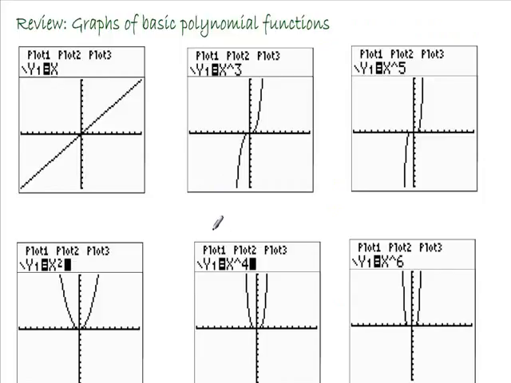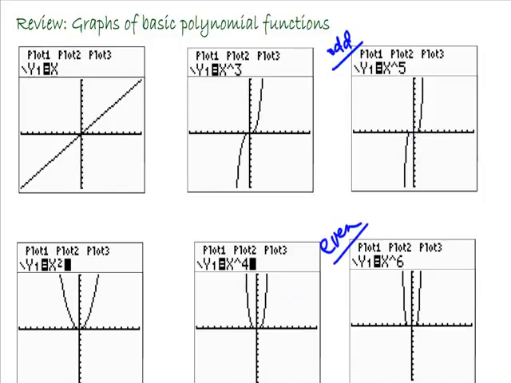We've already done this at some point, but just to review, y is equal to x is a basic polynomial function, the basic linear function. Y is equal to x cubed, y is equal to x to the fifth, then y is equal to x squared, x to the fourth, and x to the sixth. I've grouped them in this way for a reason. All of the odd degree polynomial functions have a very similar shape, as do the even degree polynomial functions. A basic even degree function is symmetric with respect to the y-axis. The odd functions are symmetric with respect to the origin.